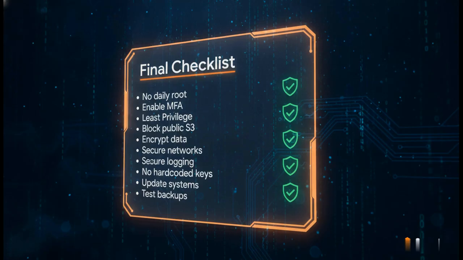4. Aggressively block public access to your S3 buckets. 5. Mandate encryption for all sensitive data. 6. Lock down your security groups and kill those open internet ports. 7. Turn on continuous logging and threat detection. 8. Completely eradicate hard-coded keys using Secrets Manager. 9. Keep your infrastructure relentlessly updated. And 10. Maintain cross-region disaster recovery backups that you actually test.